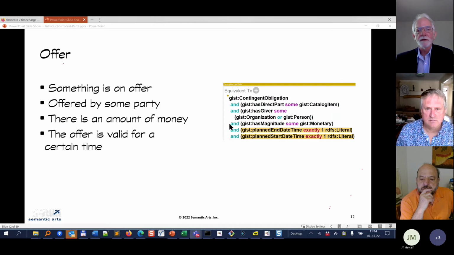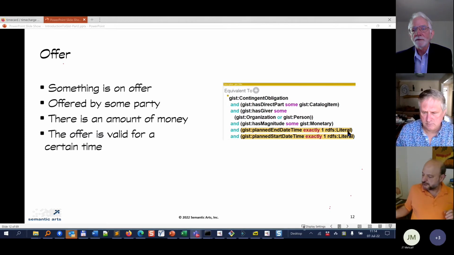It's for a certain amount of money. And here are the new time properties. The offer is valid for a certain time. So it has a planned start date. This is not the sensible order because it's alphabetized. Actually, that's not even, yeah, it is right. It is true. E comes before S. So it has a start time of some RDFS literal. Now this is because there's a variety of different ways you can express time. That's why it's an RDFS literal.